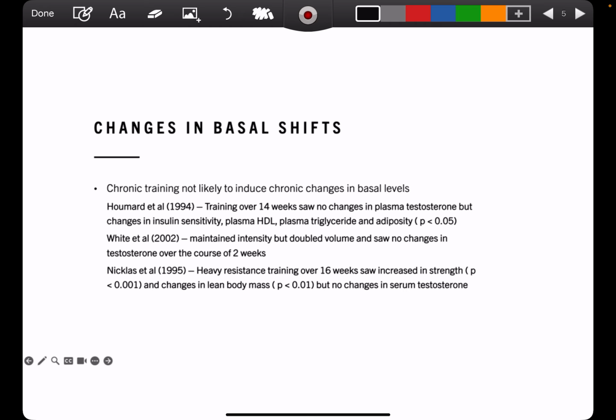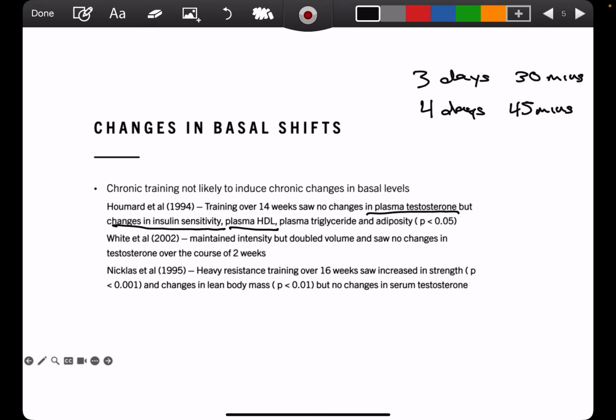Changes in basal levels as a result of chronic training are not likely to occur given the evidence. Humar et al. did a training study over the course of 14 weeks and saw no changes in plasma testosterone. The authors had 3 days per week at first with 30-minute sessions, and then they progressed that to 4 days per week with 45-minute sessions.